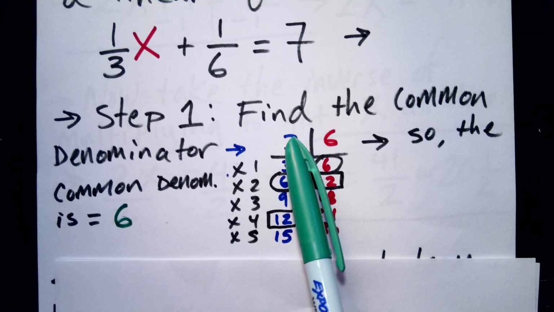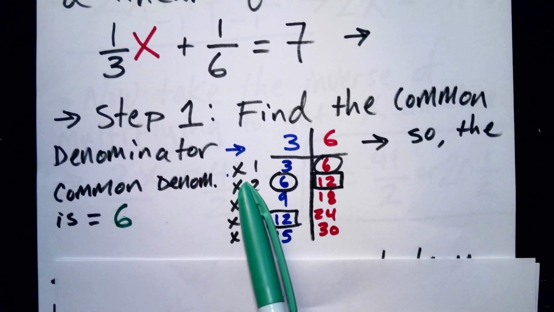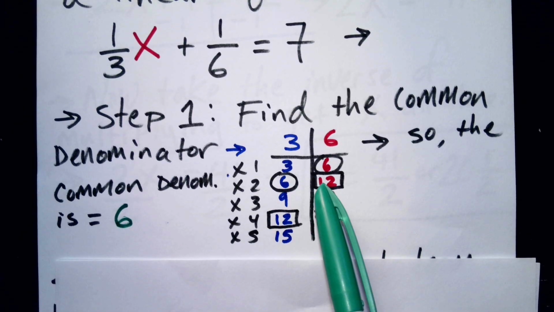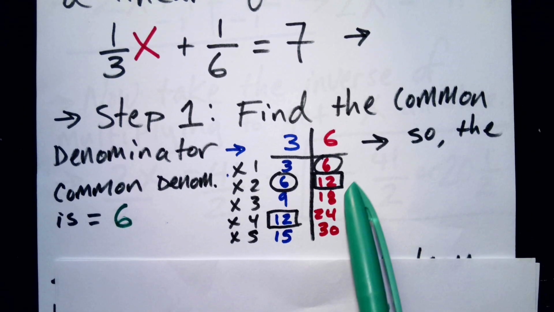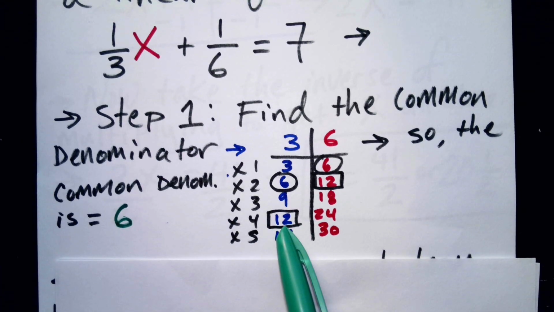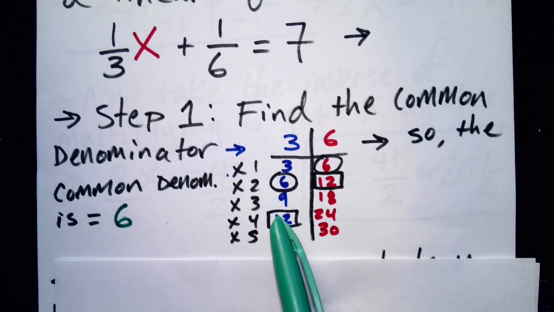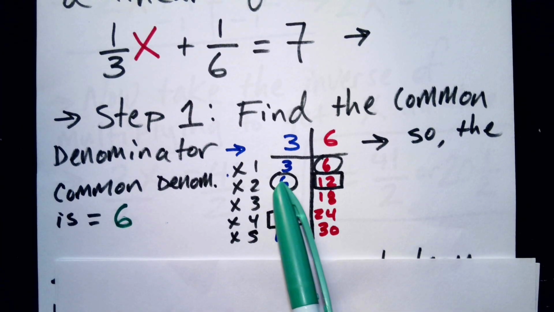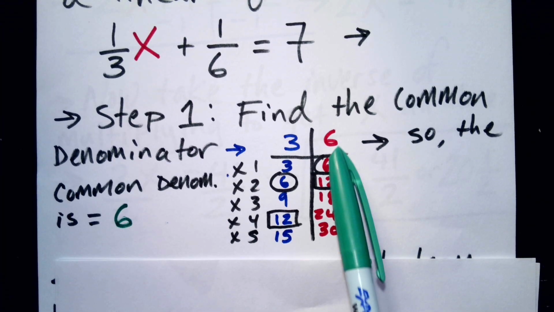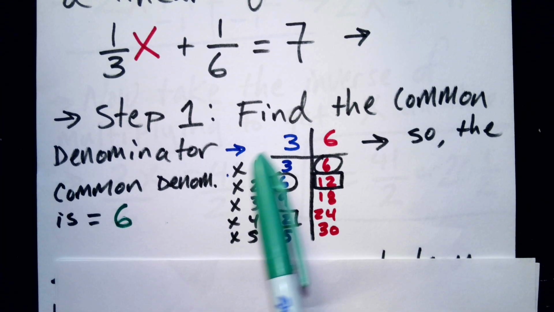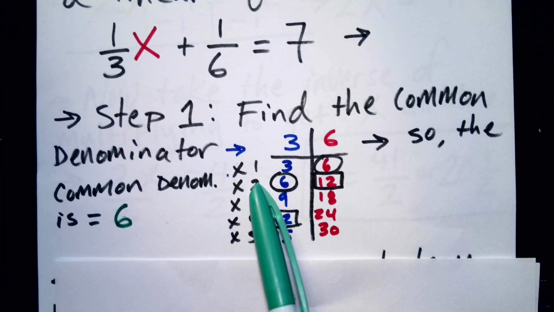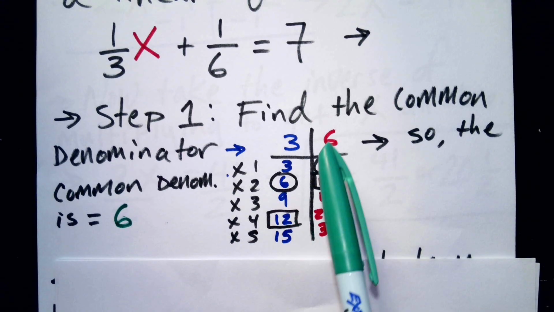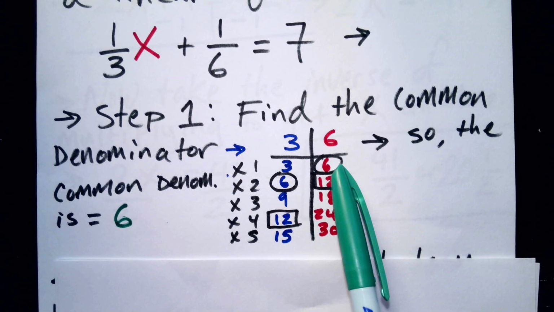Then what I'm going to do is take that multiple, here it's 3 times 2. Let me back up a little bit. As you can see here, there is a 12. Both 3 and 6 share a common denominator of 12, right? But you want to use the smallest common denominator. And I found it: 3 and 6 both share 6. 3 times 2 is 6, and then 6 times 1 is 6.